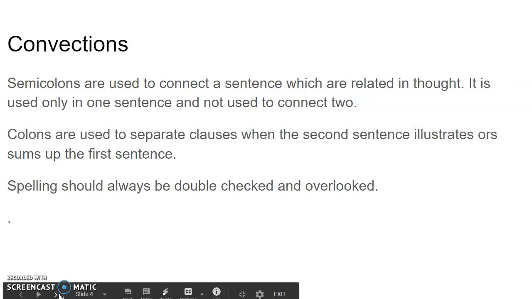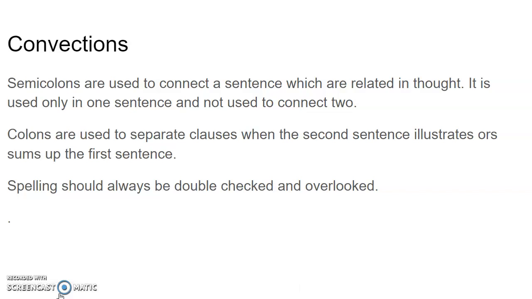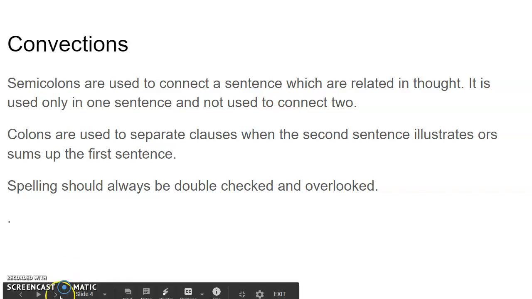Conjunctions. Semicolons are used to connect sentences which are related in thought. It is used only in one sentence and is not used to connect two. Colons are used to separate clauses when the second sentence illustrates or sums up the first sentence. Spelling should always be double-checked and overlooked to make sure that everything is good.